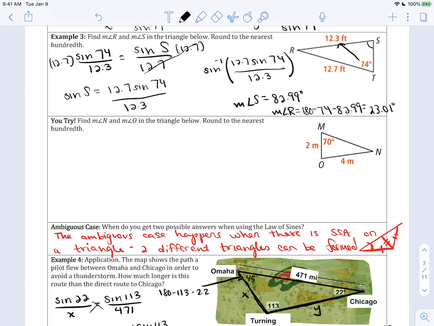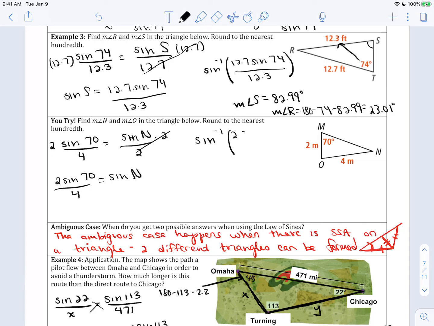All right, so you should have set this one up. Sine 70 over 4 equals sine n over 2. I want to get sine n by itself, so like the last one, I'm going to multiply by 2 on both sides, which cancels that. So 2 sine 70 over 4 equals sine n. Again, anytime you're solving for an angle measure, you have to do the inverse sine. So inverse sine of 2 sine 70 over 4, right?